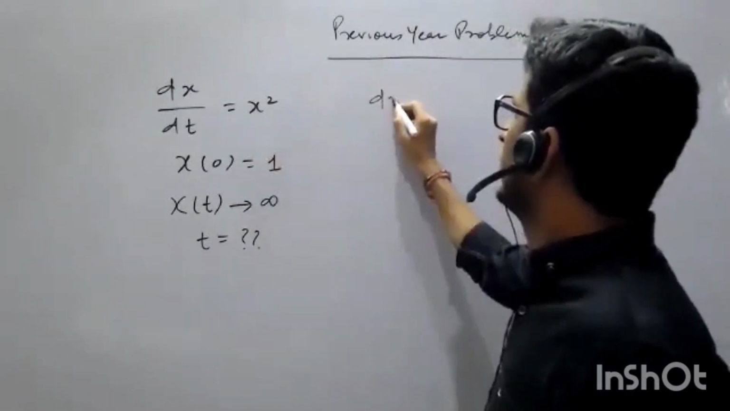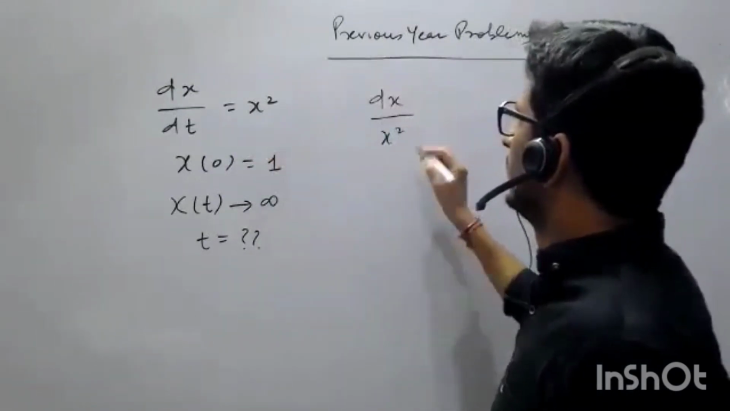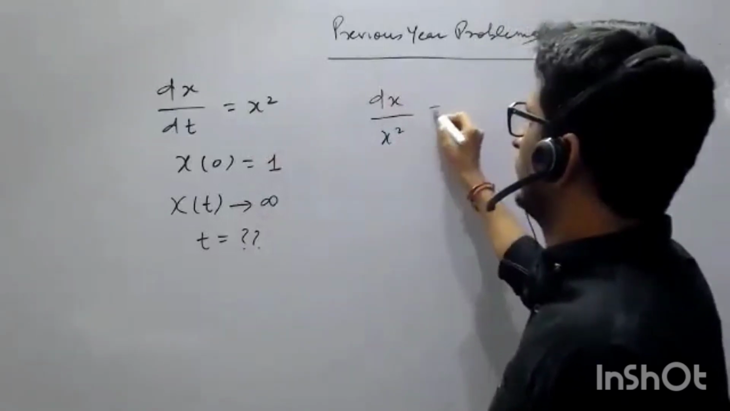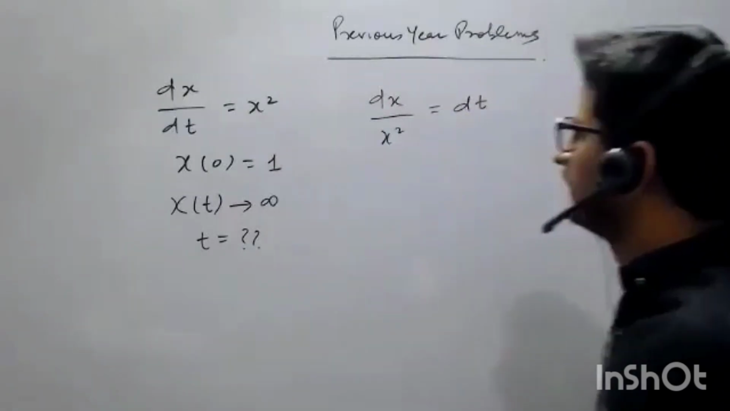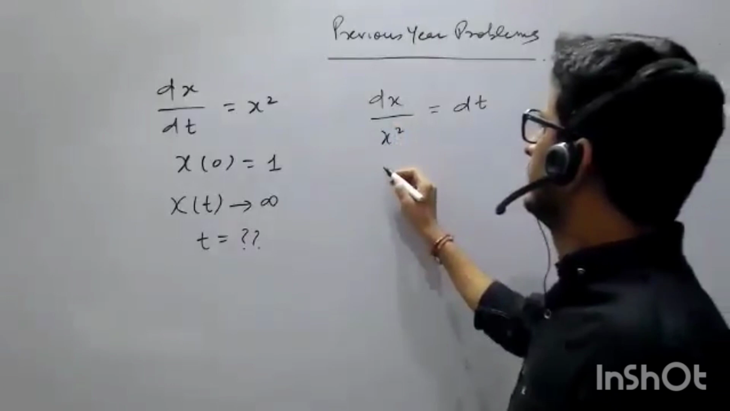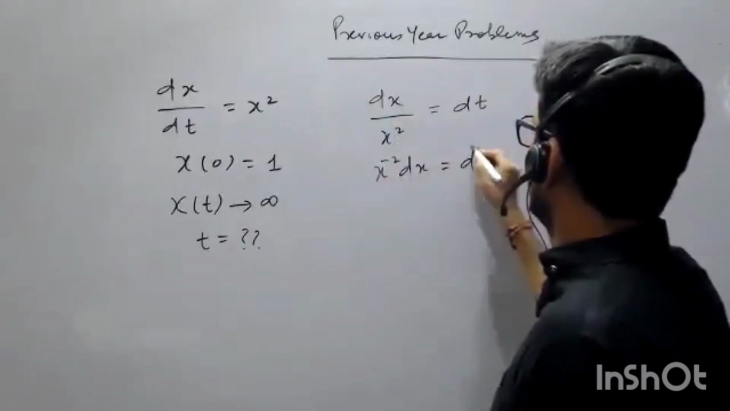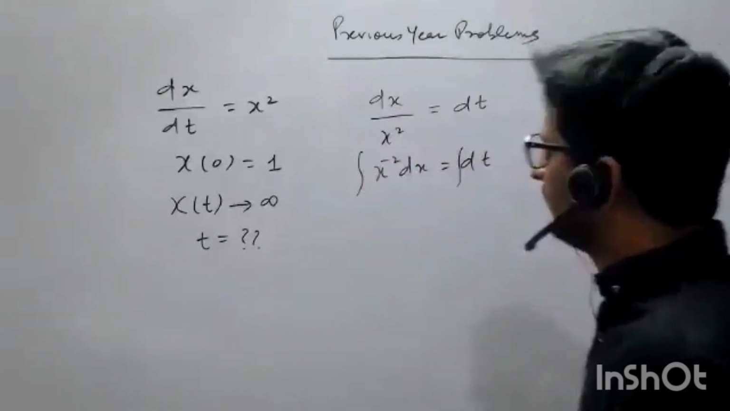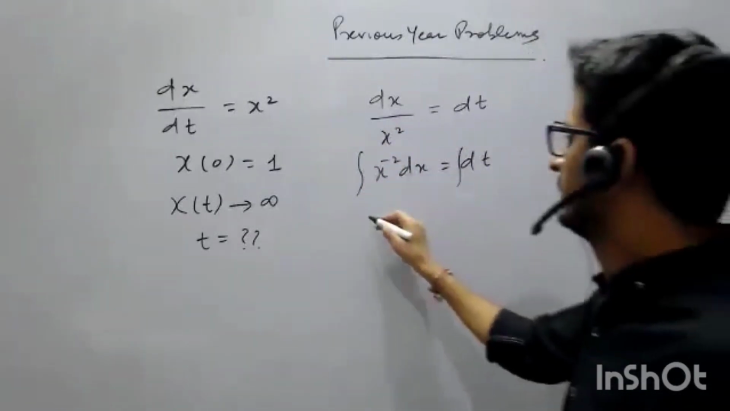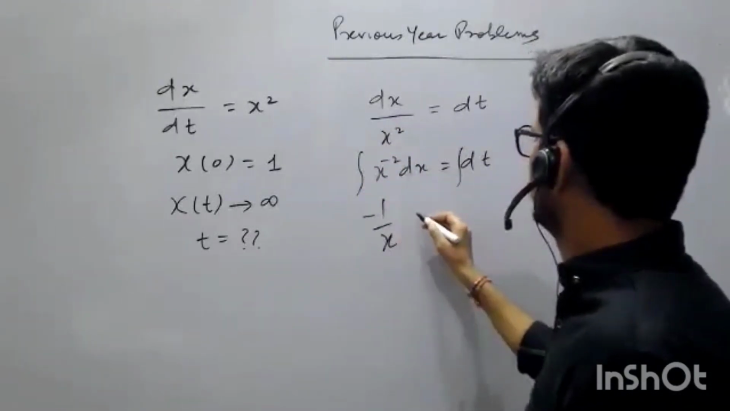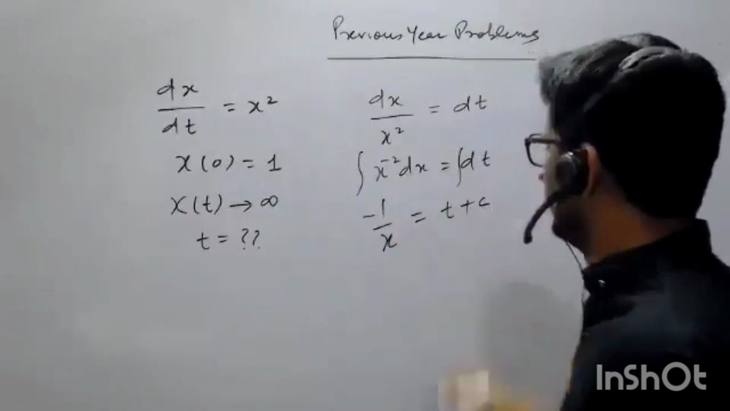This is simple variable separable, and this will become dt. So if you integrate it, it will become x to the power minus 2 dx is equal to dt. Just integrate it. So x to the power minus 2 plus 1 upon minus, so it will become minus 1 by x is equal to t plus c.